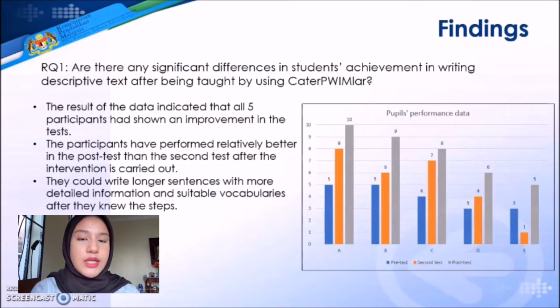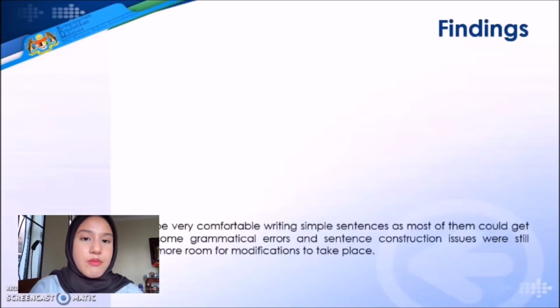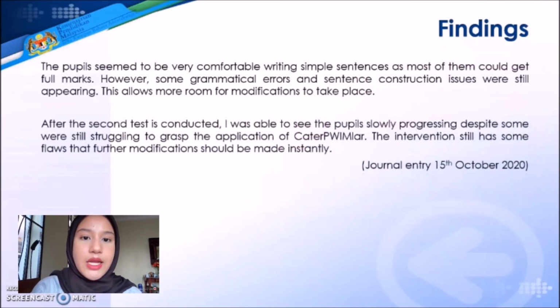As you can see in the tabulated graph below, the result of the data indicated that all 5 participants had shown an improvement in their test. It can be inferred that the participants have performed relatively better in the post-test than the first test after the intervention is carried out. They could write longer sentences with more detailed information and suitable vocabularies after they knew the steps, hence the marks are slightly higher. The statement could be supported by including the transcripts of journal entries made after the tests were implemented, as below.